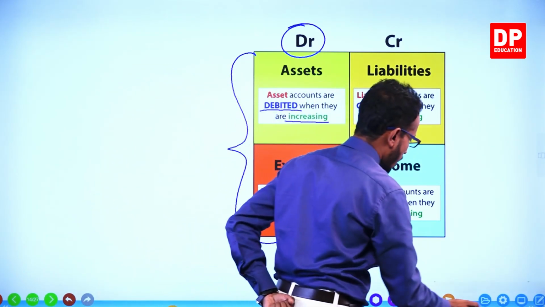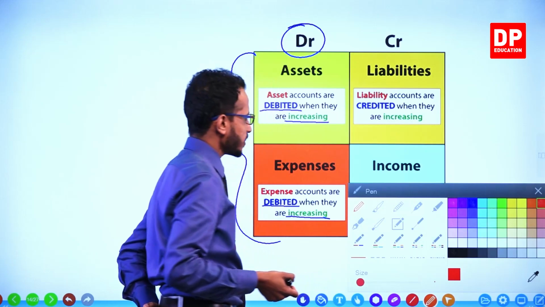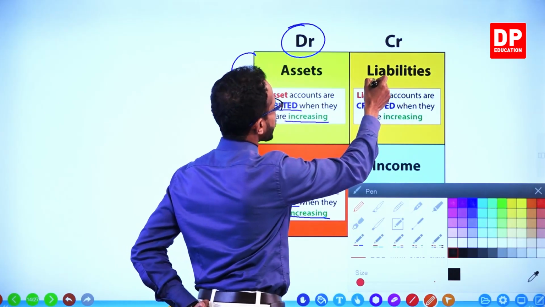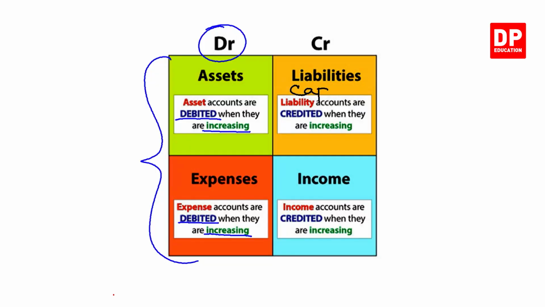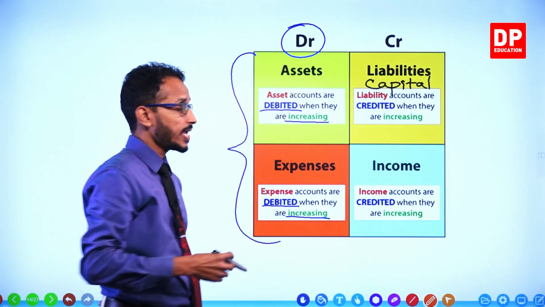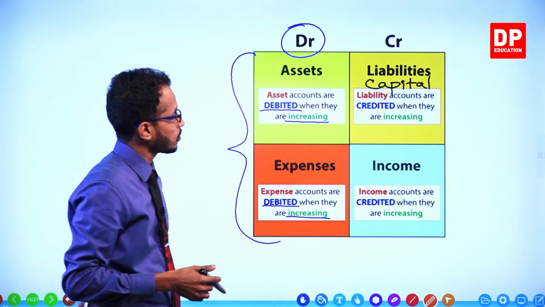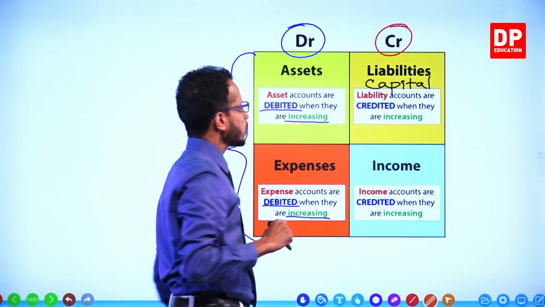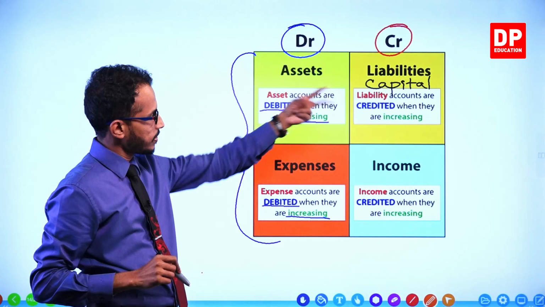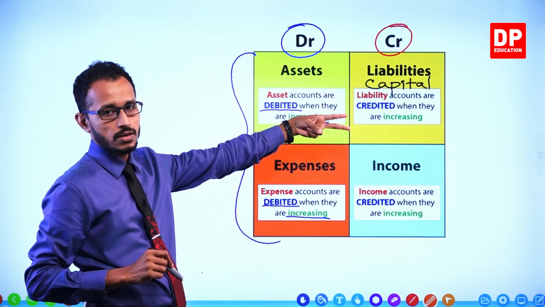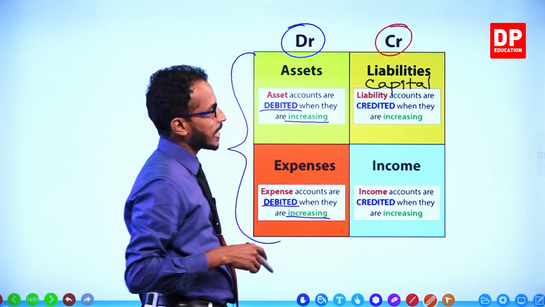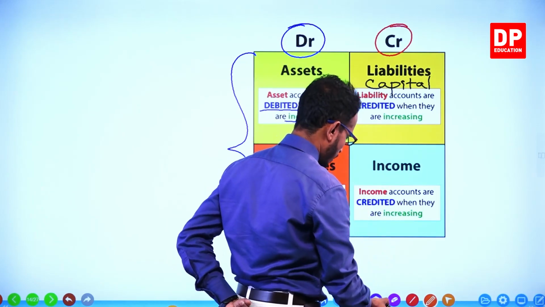Right. And on the opposite side, we have liabilities, equity, let's say capital, and incomes. There you go. This is the opposite. They act in the opposite way to assets and expenses. Liabilities and capital, when they increase, they are credited.